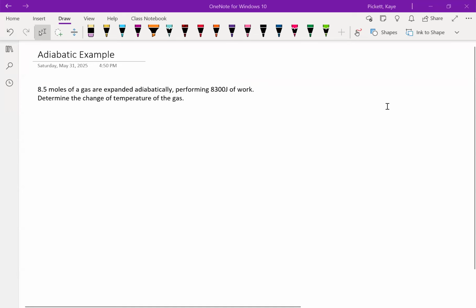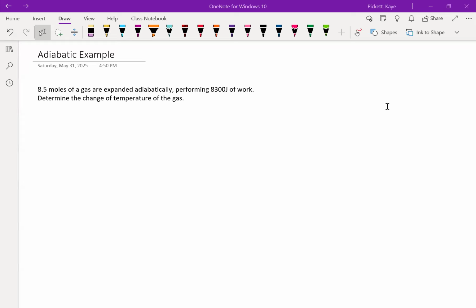Hi, so let's talk about an adiabatic process. In this particular example, we have 8.5 moles of gas that are expanding adiabatically, performing 8,300 joules of work. Determine the change of temperature of the gas.